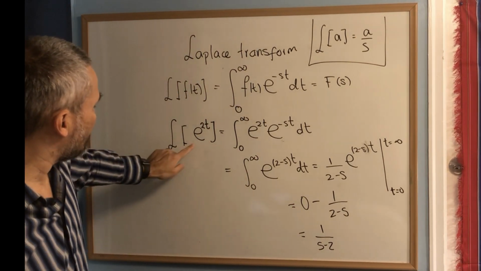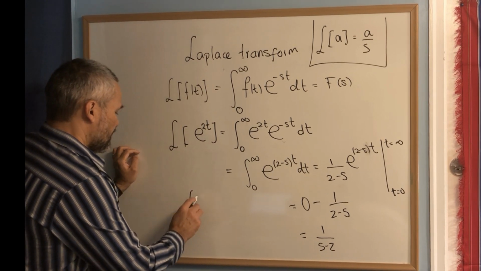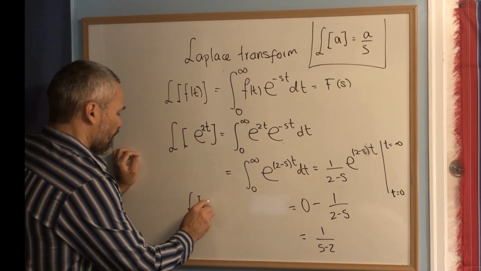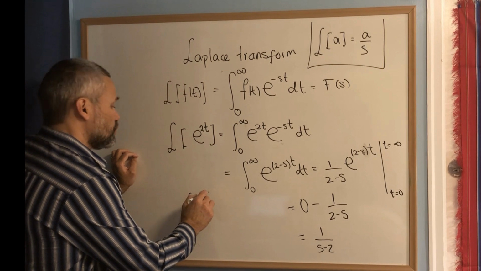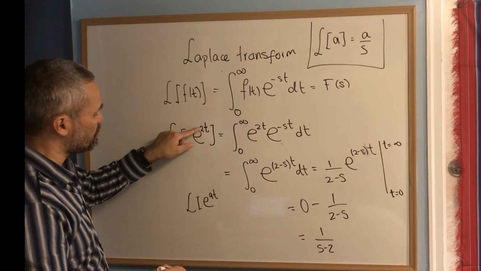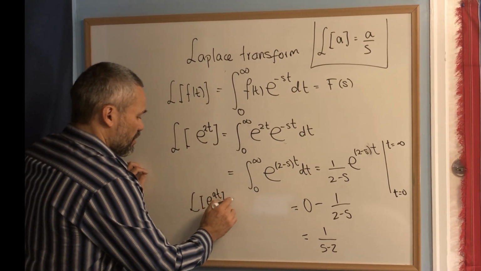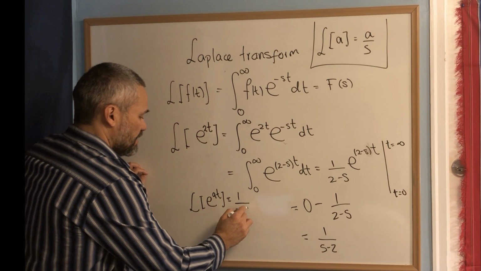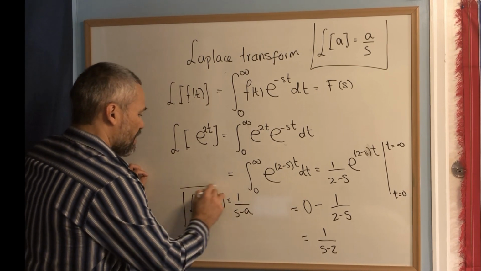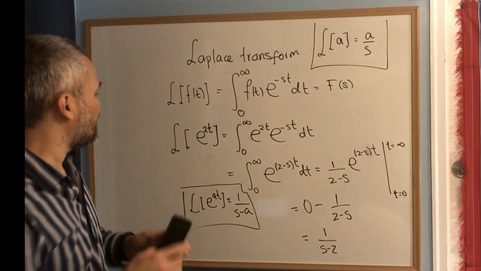In the same way that we did this problem, we can show that in general, the Laplace transform of e to the at, if we change this 2 by an a, we end up with 1 over s minus a. And we have our second property for the Laplace transform.